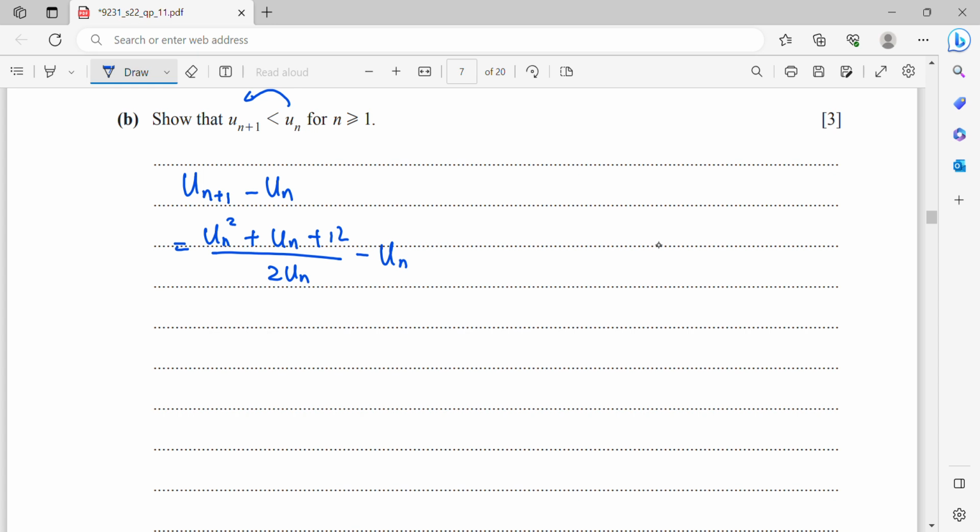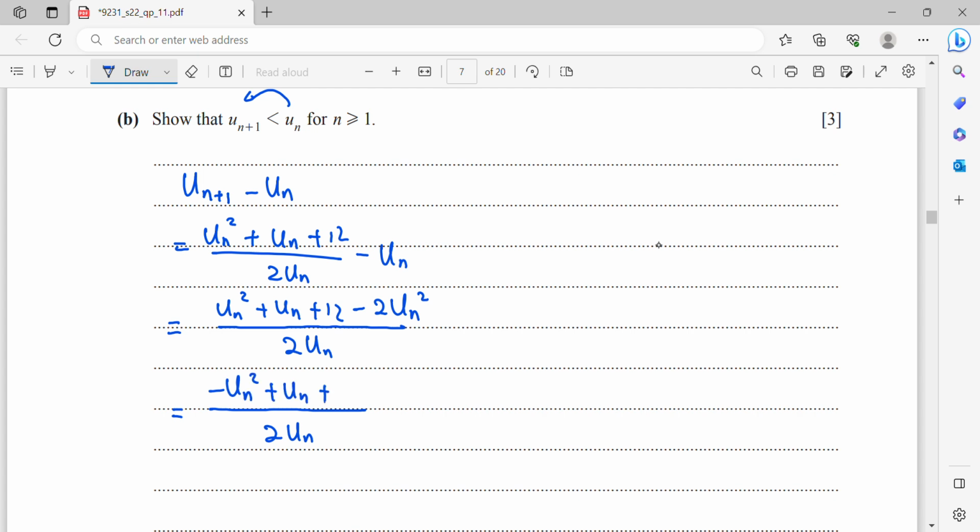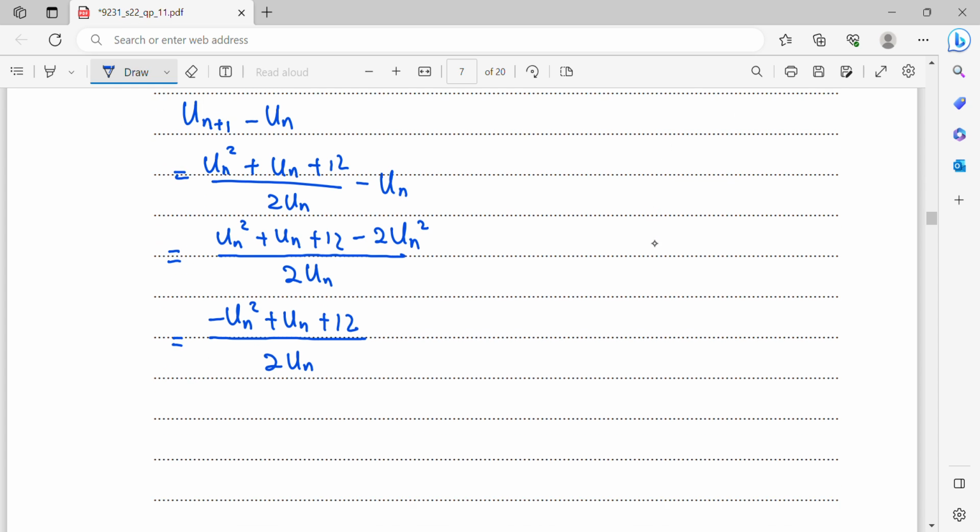And now you need to get the same denominator. So I will get un squared plus un plus 12. So 2un times minus un, it becomes negative 2un squared. And now when you simplify, you will get negative un squared plus un plus 12. Okay, so if you need to factorize this, it's better for you to factorize the negative first before you get the two linear factors of the quadratic.